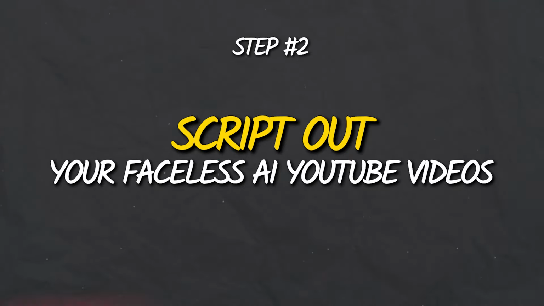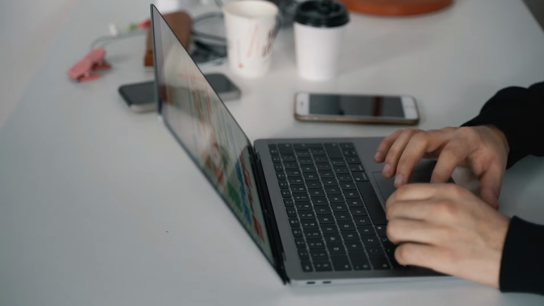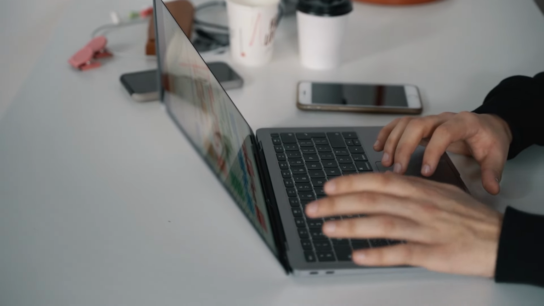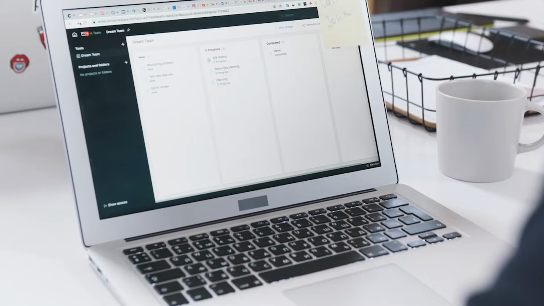All right, so step number two is to script out your faceless AI YouTube video. Now, what I'm about to show you is going to blow your mind. There's a software that allows you to model the top YouTube channels in your niche, and it's going to give you an entire script based on that popular YouTube channel. So this is an absolute game changer, and I'm going to show you exactly how to use this.